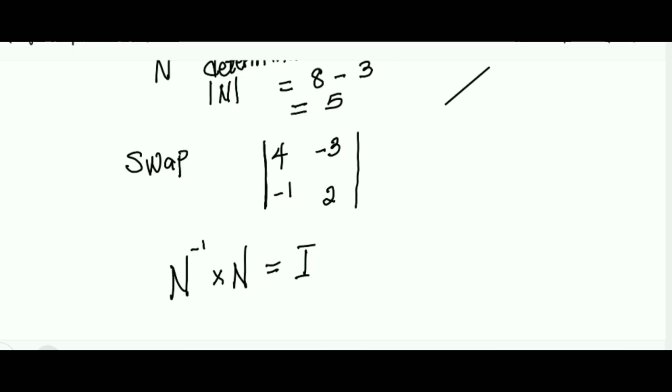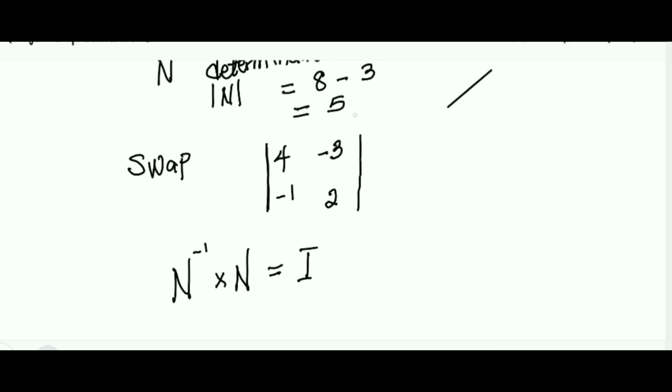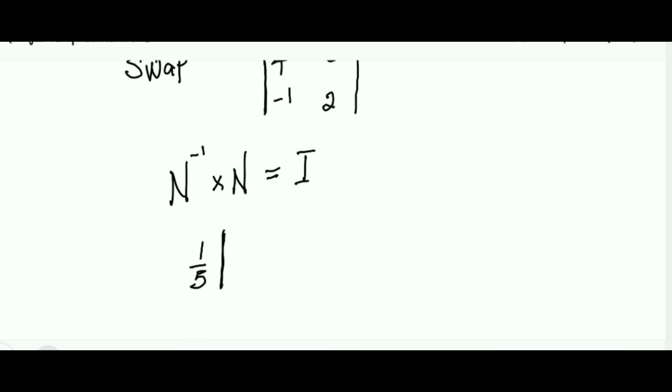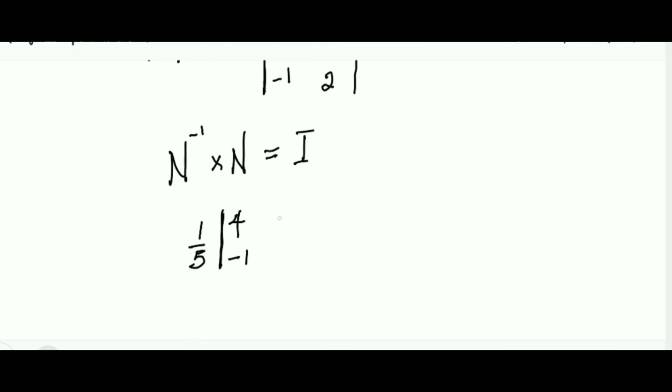All right. So having done this, the final thing to do is to multiply by the inverse of the determinant. The determinant is 5. So the inverse of 5 would give you 1 over 5. So you multiply this by 1 over 5. So you have a 4, minus 1. Here I have a minus 3. And then you have 2. So this represents the inverse of n.